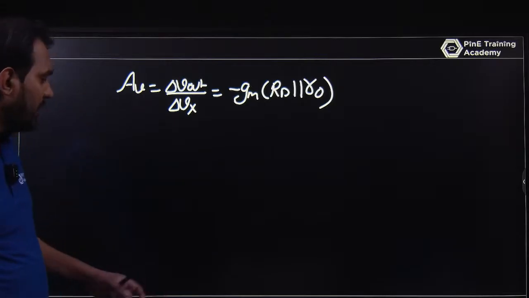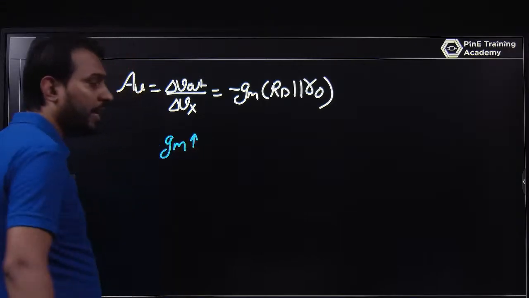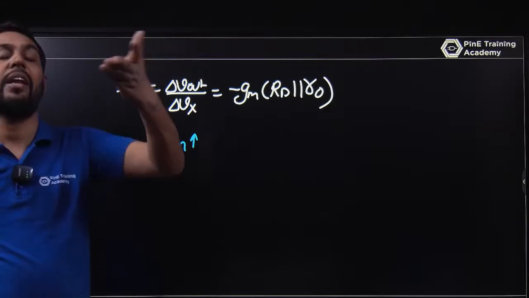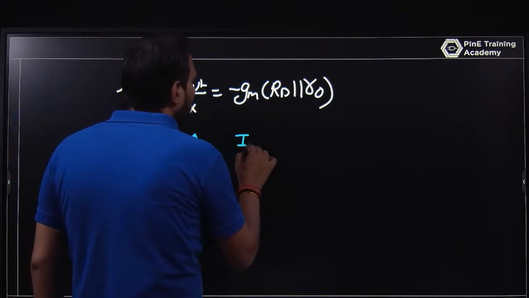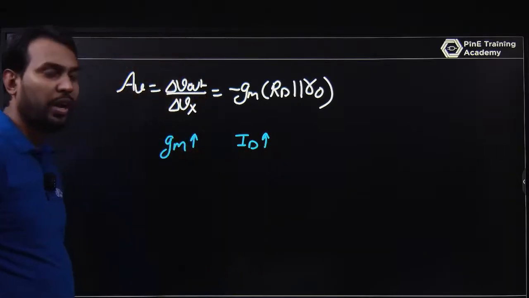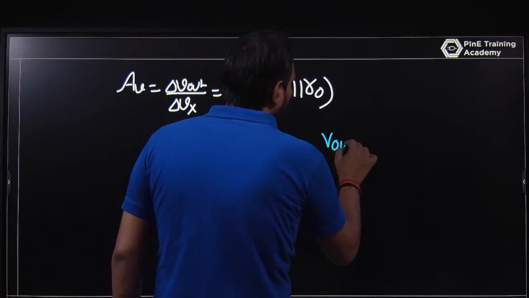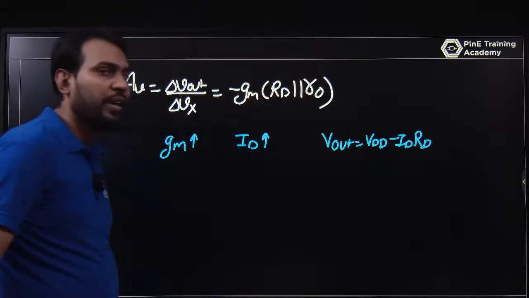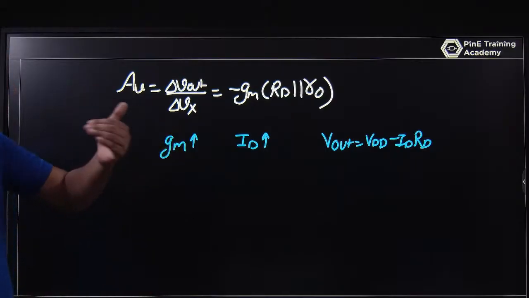As you know, if you are increasing the transconductance by the help of W by L or by the help of VGS, that MOSFET may enter in a linear region. If you are increasing your transconductance, your drain current should increase. Your drain current is increased, then only the transconductance will increase. But focus here: if drain current increases, Vout is VDD minus ID RD, so the MOSFET may enter in a linear region. It may be that VDS is less than VGS minus VT.